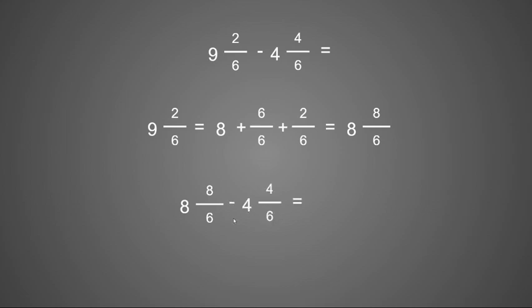So I can start by subtracting my whole numbers. 8 minus 4 is 4. And then subtracting my numerators. 8 minus 4 is 4, over 6. So I have 4 and 4/6 is my total.